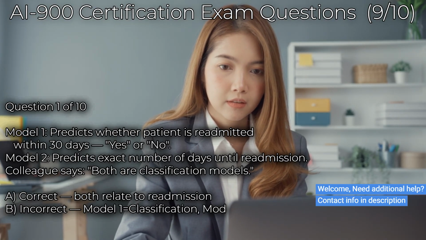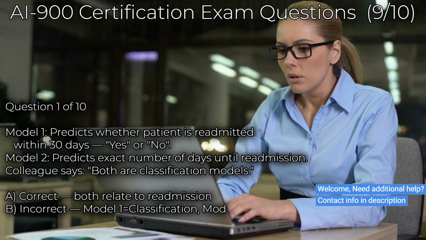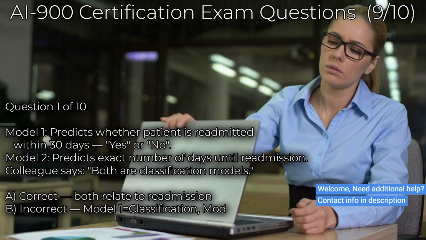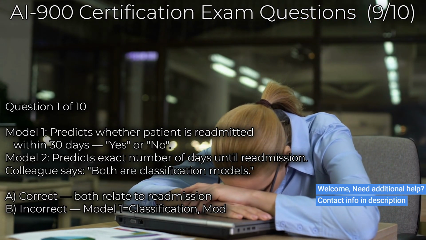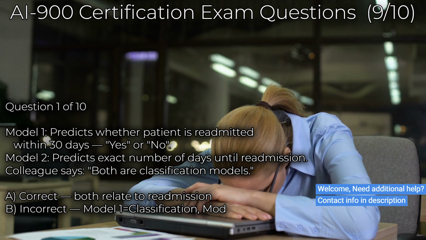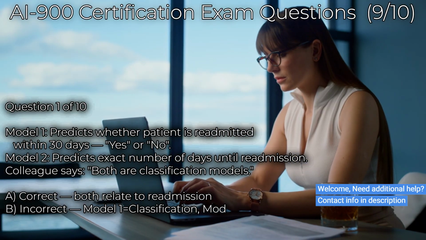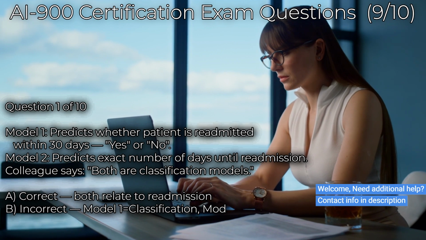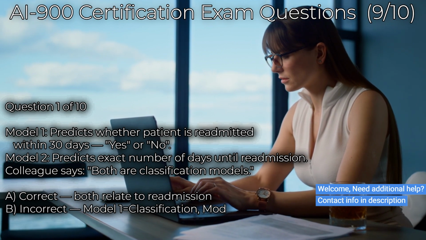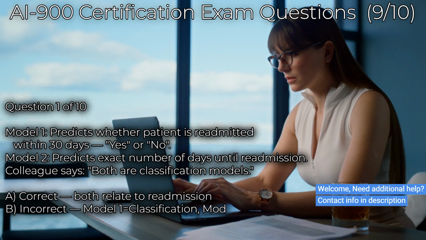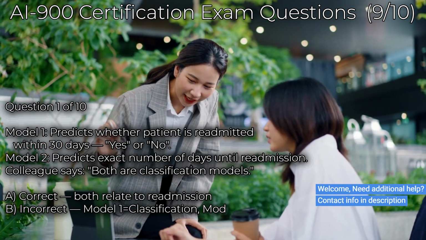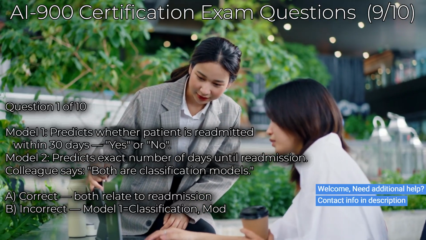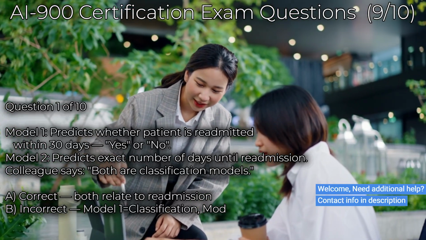Option A. Yes, both are classification models because they both predict an outcome related to readmission. Option B. No. The first is a classification model and the second is a regression model because the first predicts a discrete label and the second predicts a continuous number. Option C. No. Both are regression models because they both predict future patient outcomes based on historical data. Option D. Yes, both are classification models because both use the same input features. Take careful note of what each model actually outputs.